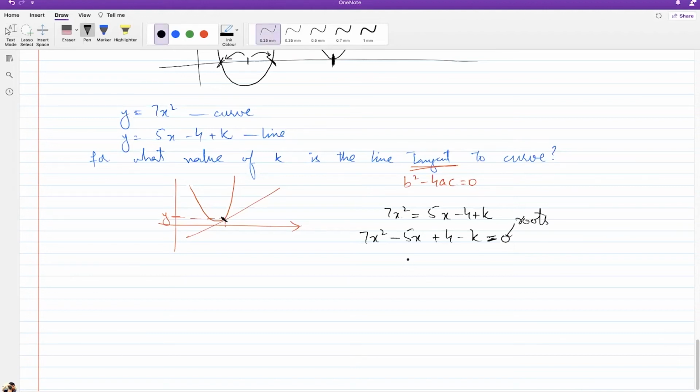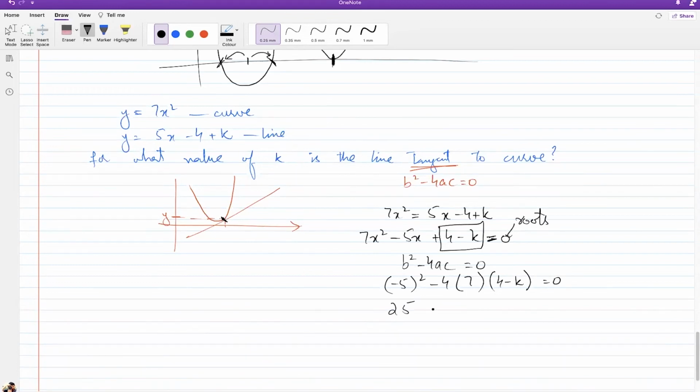So now we apply what the hint was. So b squared is minus 5 squared, minus 4 into 7 into c, which is the number without the x. So we'll simply say 4 minus k here equal to 0. So 25 minus 28 times 4 minus k equal to 0. So 25 minus 28 times 4 is 112, I think. Yeah. Plus 28k equal to 0.